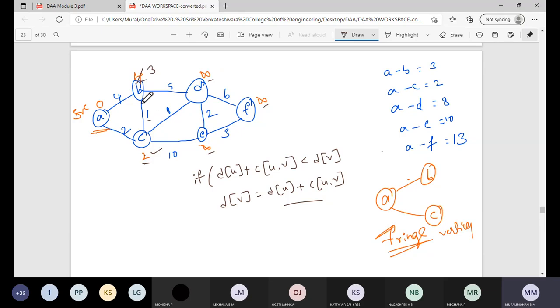Okay, so now B is finished. Next fringe vertex is D. So here similarly, 2 plus 8, 10 is less than infinity. Yes, so 10 is less than infinity, so I will update this one. Next this one, so 2 plus 10, 12 is less than infinity. Yes, so I will update this 12. Now you just check which are the minimum we are having.